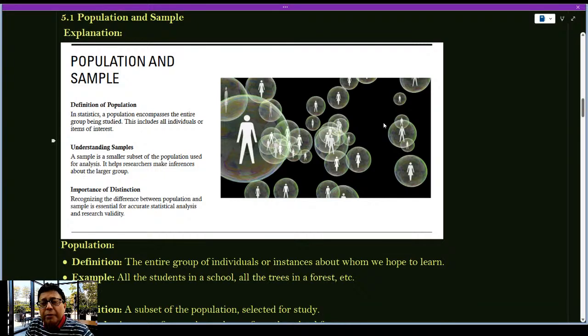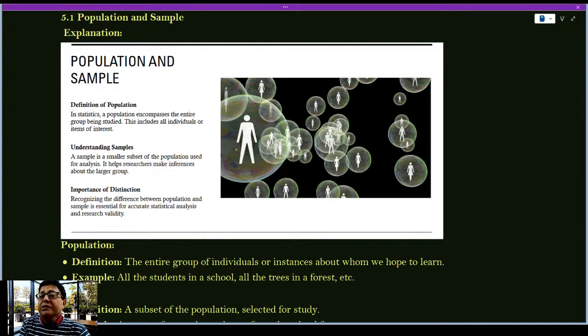People from here only, from one family only, will make the sample. Okay? So population encompasses the entire group being studied. This includes all individuals or items of interest. Sample is a smaller subset of population used for analysis.